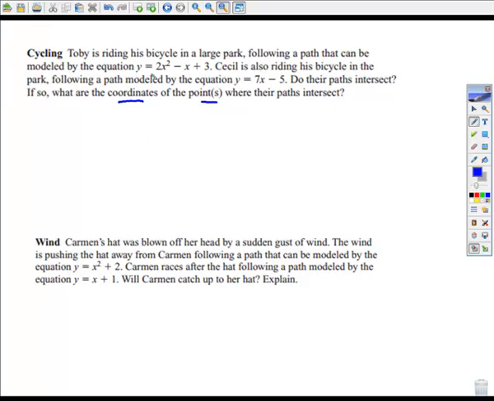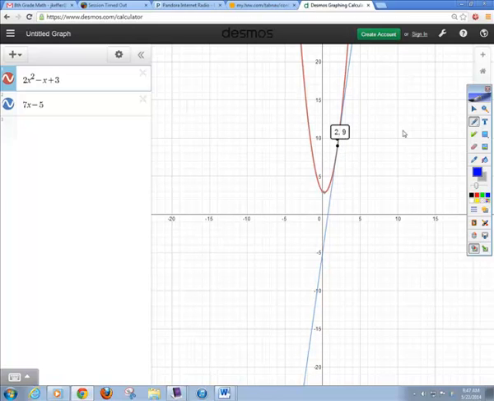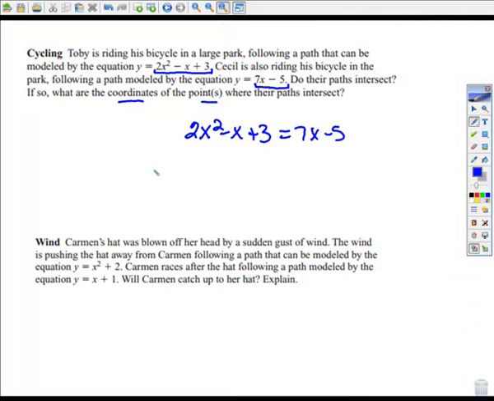So I'm going to look at this equation and this equation. They're both set equal to y, so I can set them equal to each other. And they're not asking me on here to use any particular method, so I'm going to go ahead and use my graphing calculator because I can. And it does appear that they're going to cross right here at 2, 9. They're only going to cross in one spot on the path, but they're going to cross at the coordinates 2, 9. So at what coordinate point? 2, 9. And we're done.